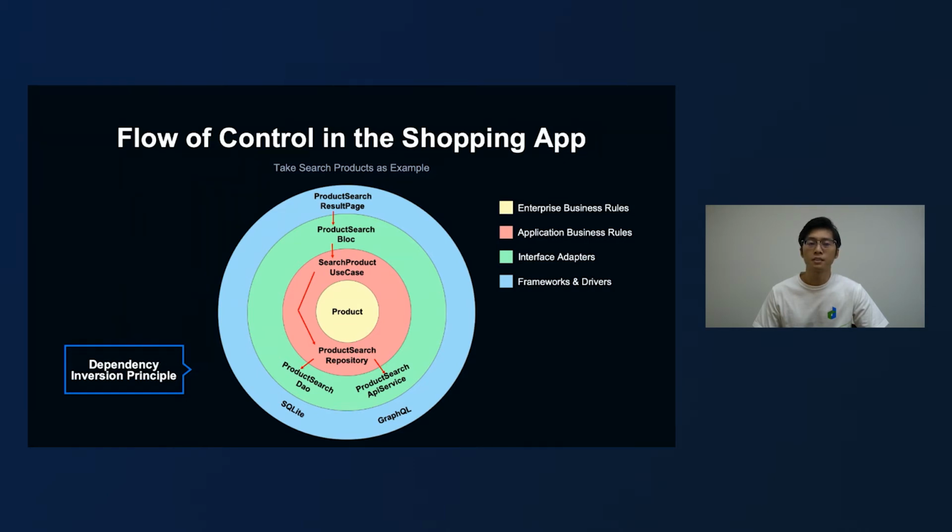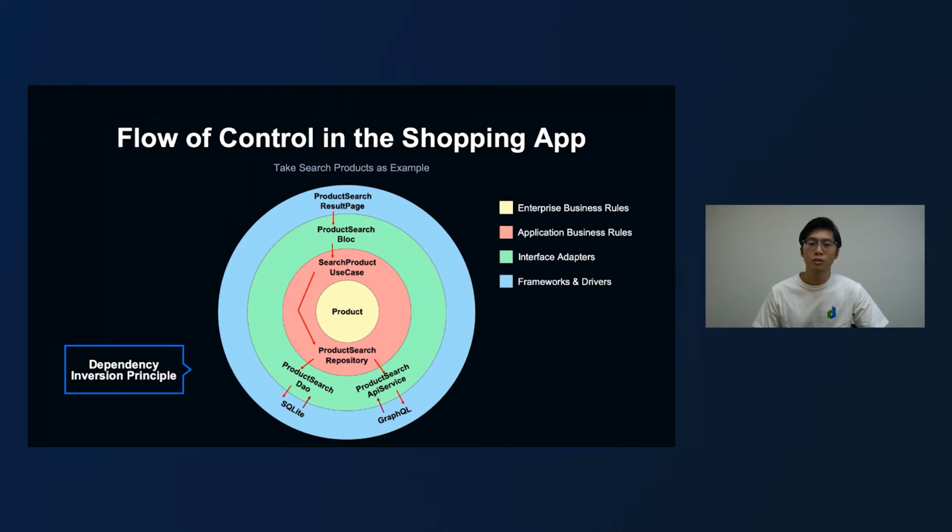For the same reason, we define the product search DAO as the interface for the local database, and we define the product search API service as the interface for the network API. The detailed implementation of the product search DAO uses an SQLite database, and the detailed implementation of the product search API service uses GraphQL.